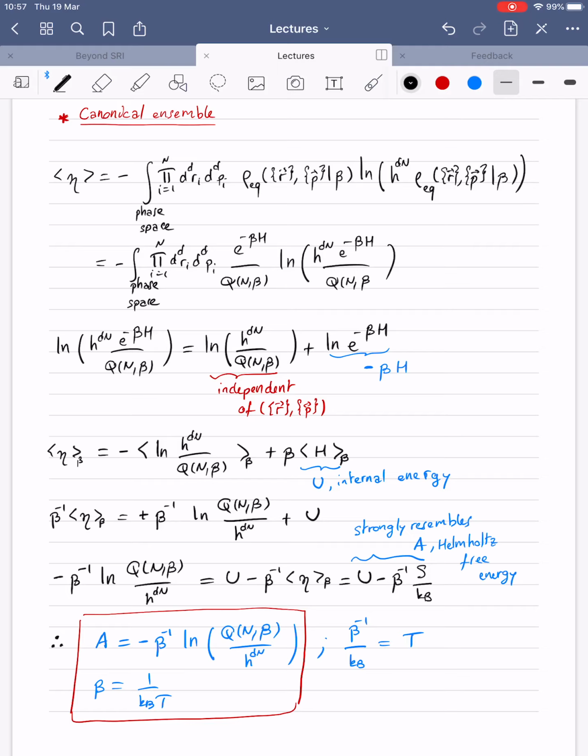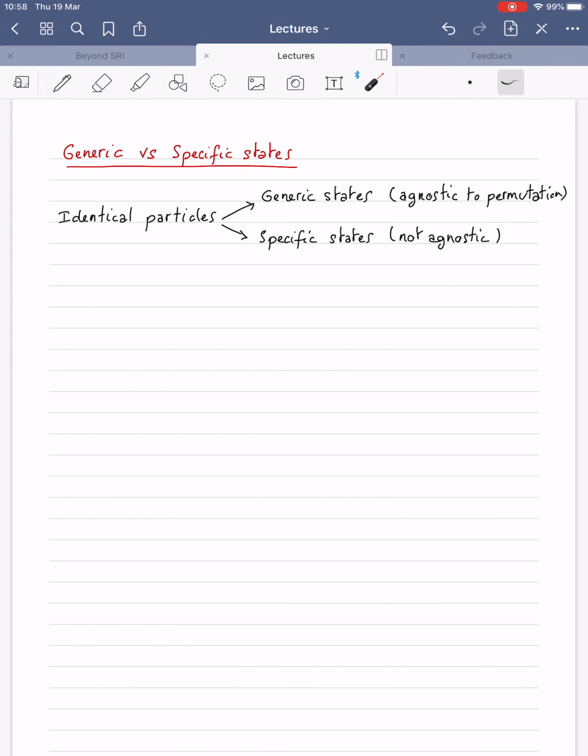Right, so welcome everyone to this last part of classical statistical mechanics. What we are going to do is discuss the problem of generic versus specific phases, okay? And we are going to use this expression, which makes a correspondence between the canonical partition function and the Helmholtz free energy: the log of it is basically proportional, or identifiable, to the Helmholtz free energy. So what we are going to discuss then is this problem of generic versus specific states.